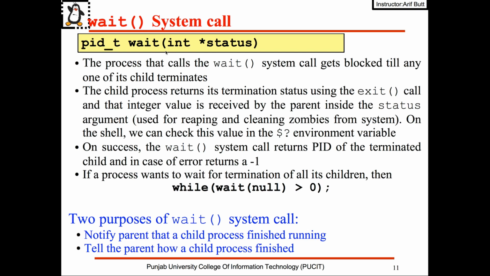And this wait call, when called by a parent process, gets blocked until any of its children terminates. And we all know that the child process returns its termination status using the exit call, and that integer value is received by the parent inside this status argument. And this wait call actually returns the PID of the terminated child in case of success. Remember, this wait call is used to notify the parent that a child process has finished running, or to tell the parent how a child process has terminated.